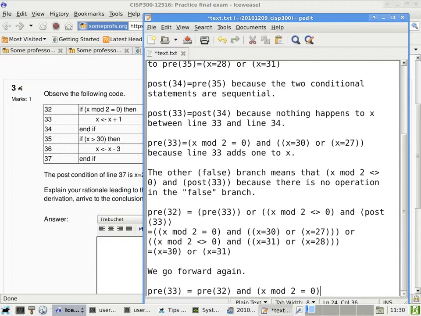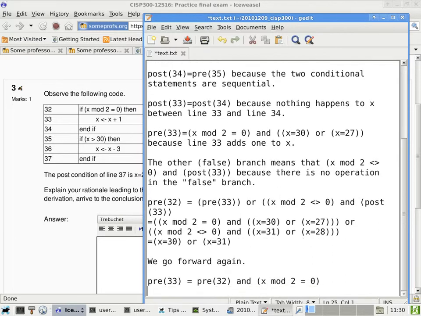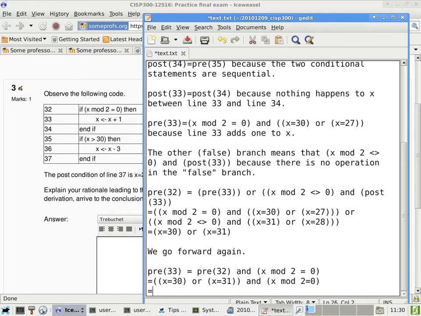Now this one is not just guessing it. This is definite, okay? Because we know the structure of a conditional statement, and as a result, we can make all these claims. But that means we are just saying that pre-32 is x equals 30, or x equals 31, and x mod 2 equals 0. So x mod 2 is 0 means that x has to be even, which means we are left with x equals 30.